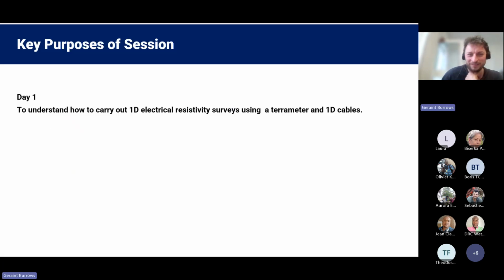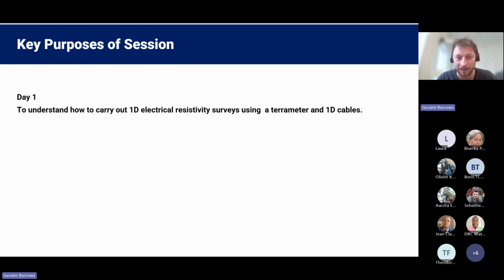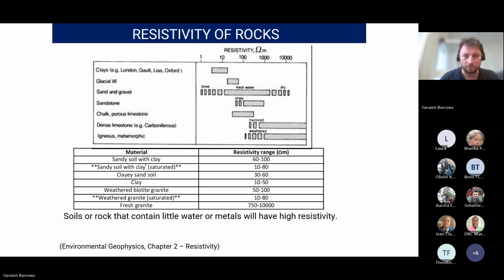Right, so welcome back, and I'm now going to be talking about how to carry out 1D electrical resistivity surveys using a terameter and 1D cables. So I think the first thing to think about when we look at resistivity surveys is the rock properties themselves and the sorts of measurements that we're looking to obtain in terms of the apparent resistivities of these materials.